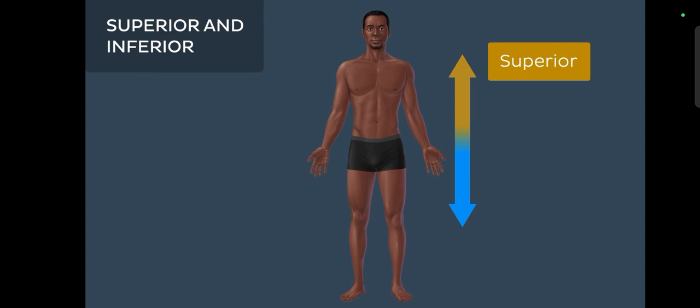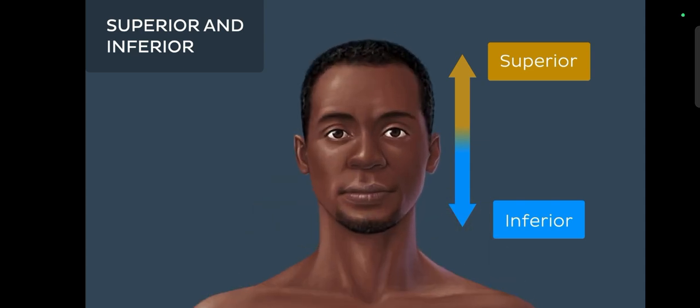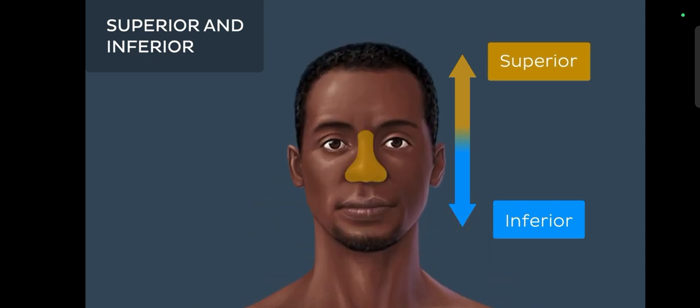Superior means above or upwards. And of course, if there's an up, we must also have it down. And so the term we're looking for in this case is inferior. Inferior indicates below or downwards. So for example, the nose is superior to the mouth while the chin is inferior to it.